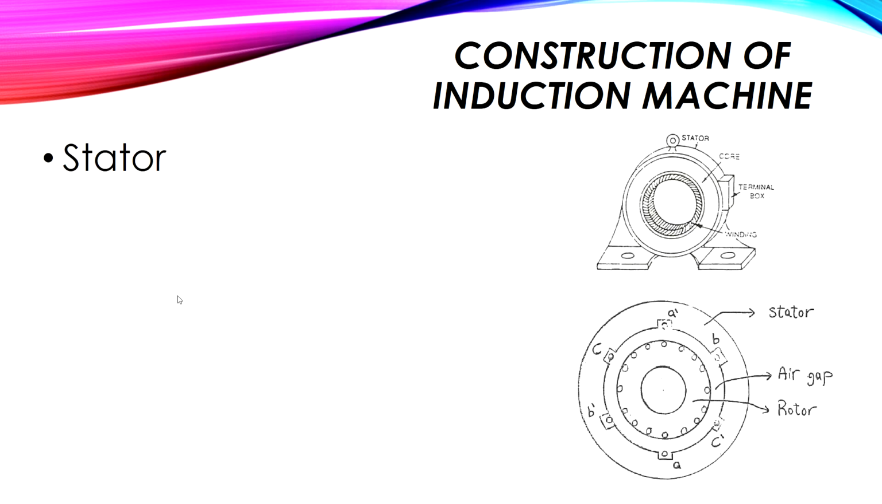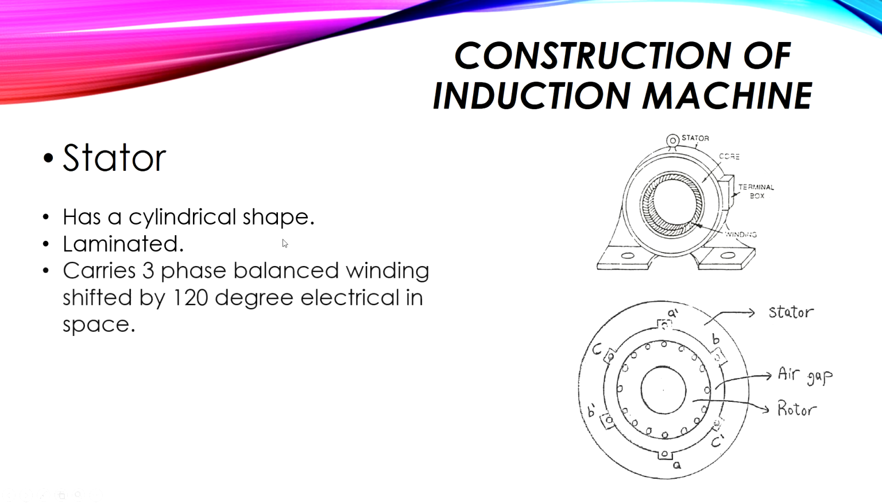So first, let's understand the stator. The stator is the part which contains the three-phase winding. Simply, it has a cylindrical shape. You will find it is in the form of a cylinder. Number two, it is laminated, of course, to reduce the eddy losses, as we said before in the DC machines. And it carries a three-phase balanced winding.